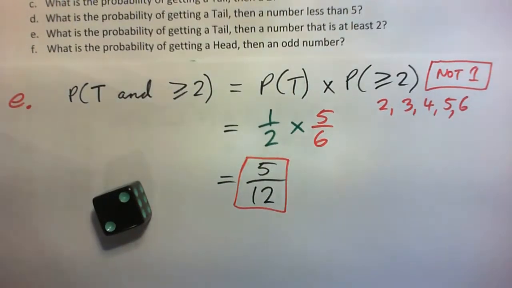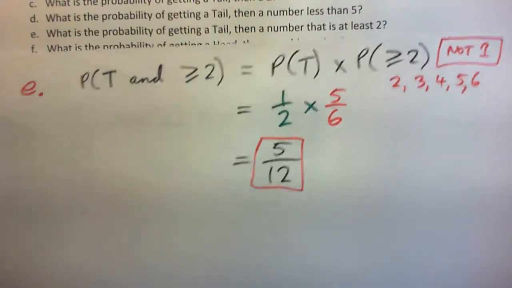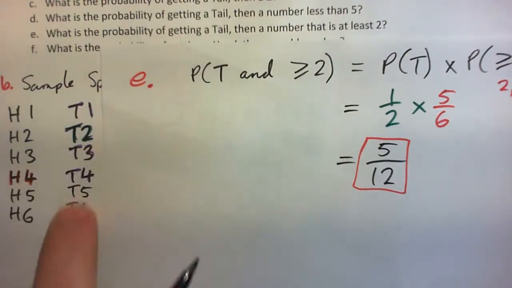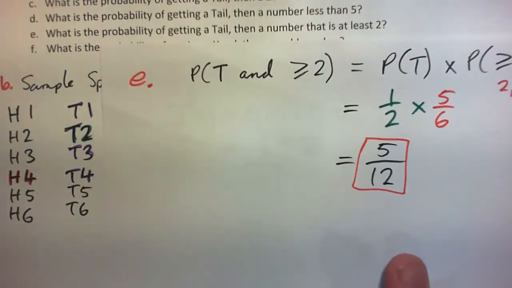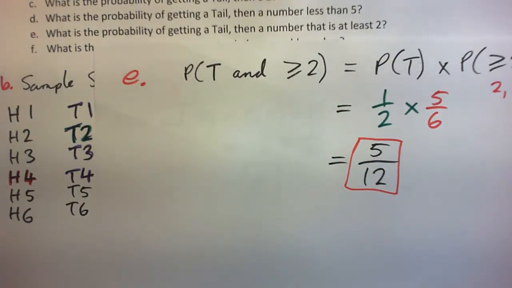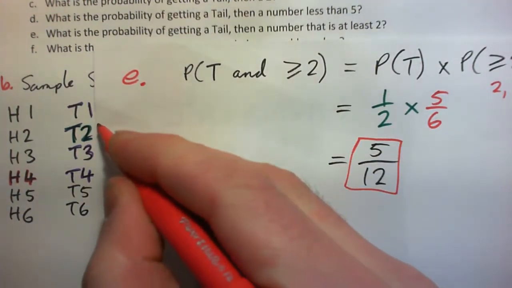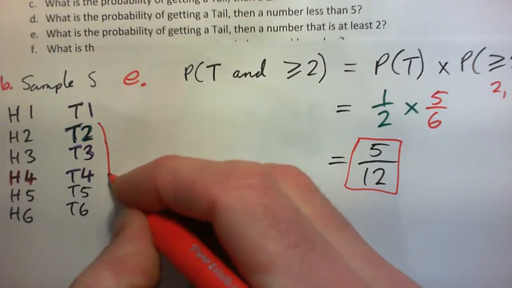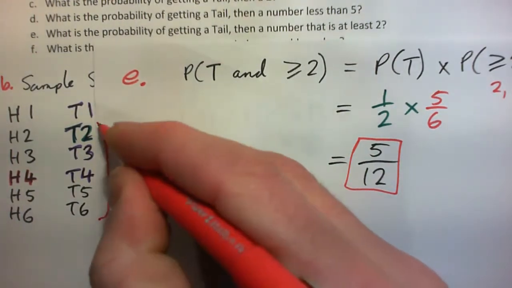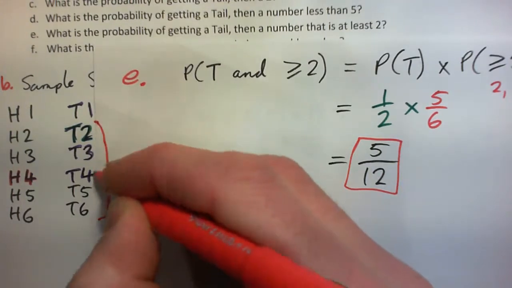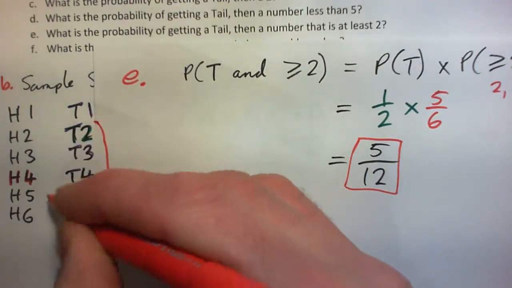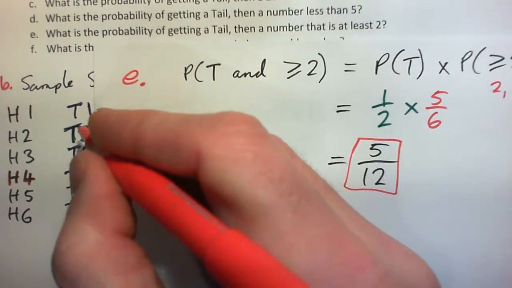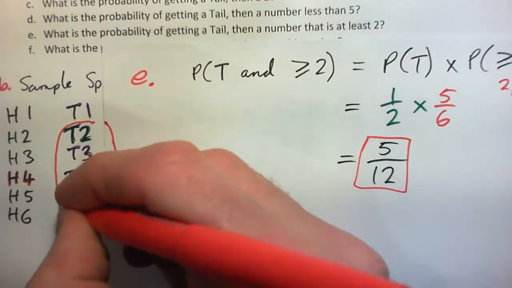Hopefully you got that. If we check that on the sample space, we needed a tail to begin with, so one of these, right? And then we needed not 1. So a tail and 2, or a tail and 3, or a tail and 4, or a tail and 5, and a tail and 6. So these guys would work, right? So this is 5 options. Well, I might as well just circle them. So this is 5 options out of 12.